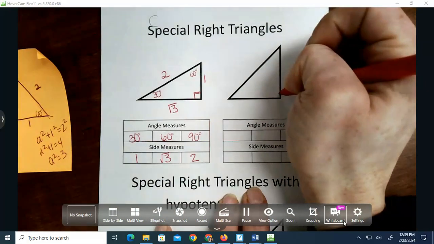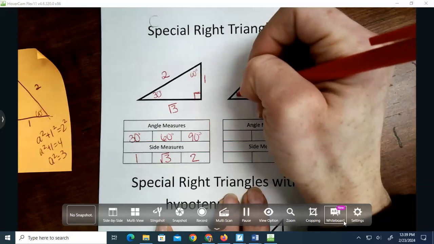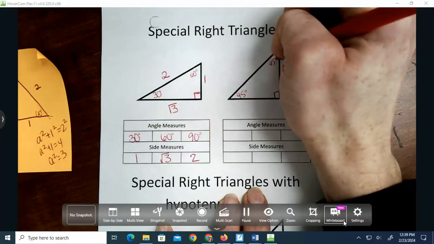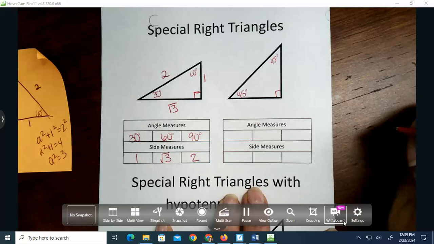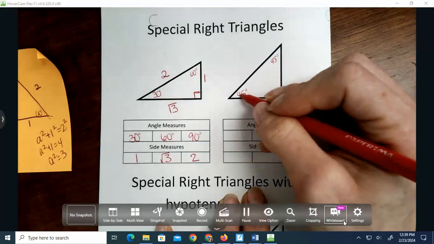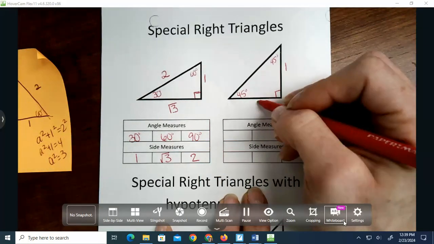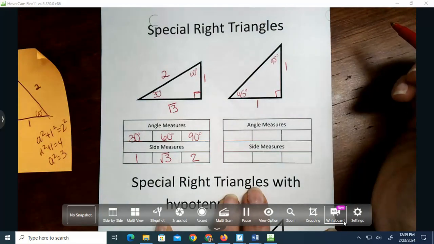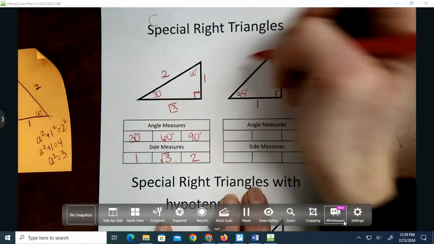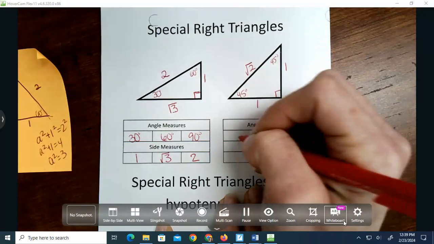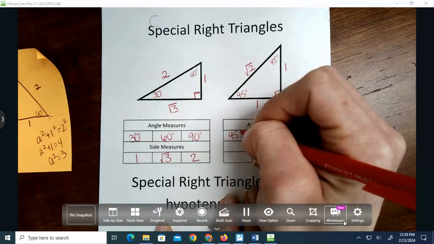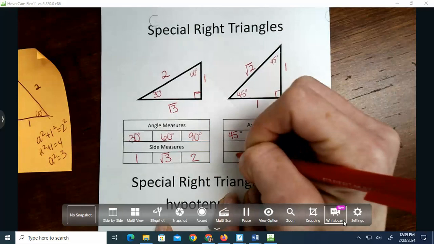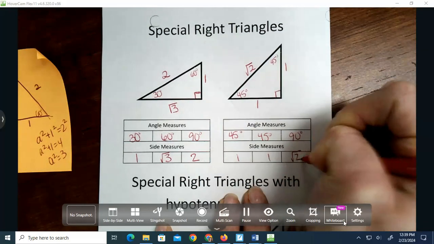Okay, the second special triangle is a 45, 45, 90 triangle. And we did one of those in our notes back then. If these angles were the same, these sides are the same. So if both of those are 1, what would you get for this other side? 1 squared plus 1 squared. So our angles were 45, 45, and 90, and our sides were 1, 1, square root of 2.